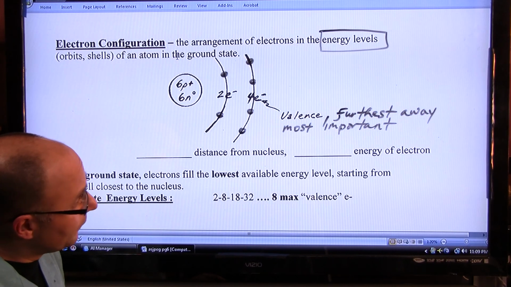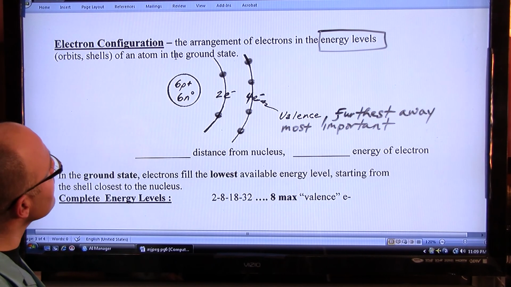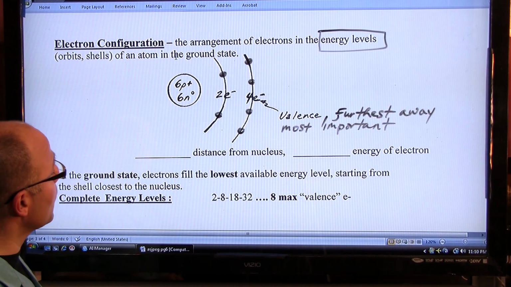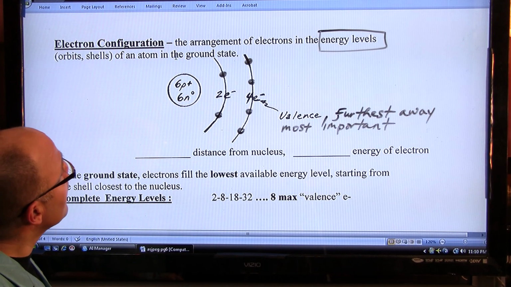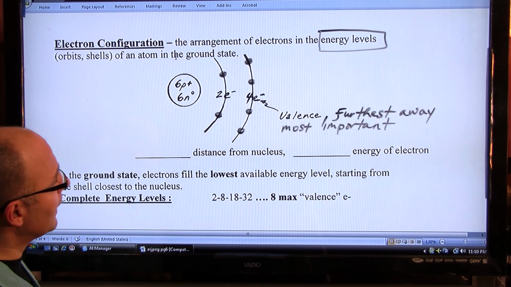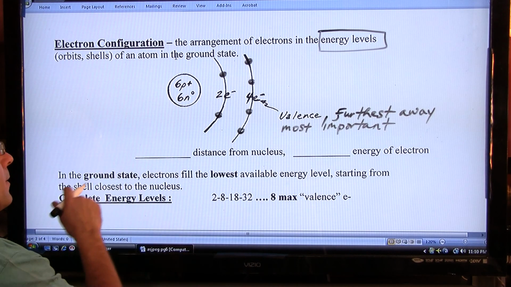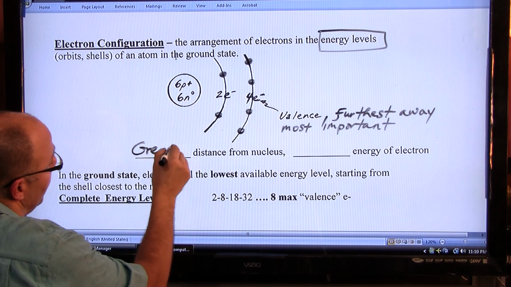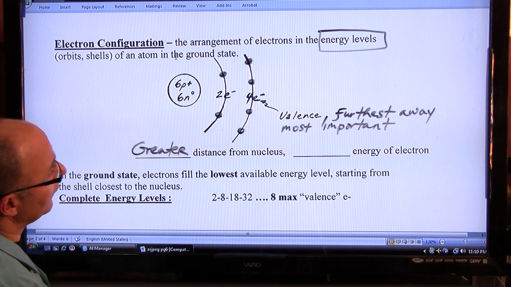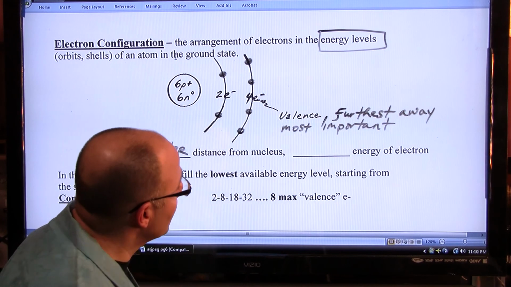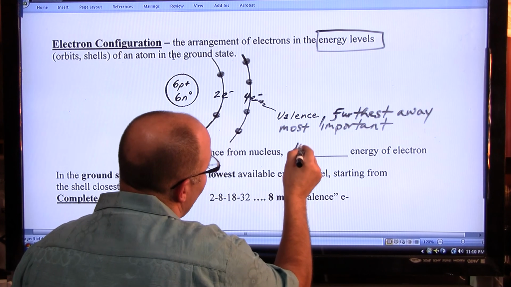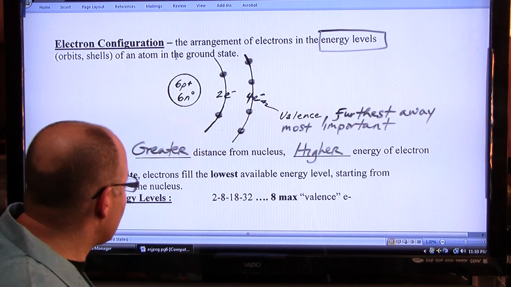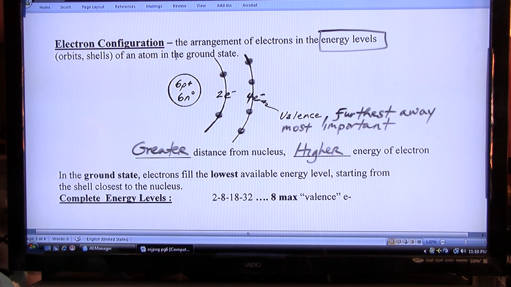And being that they are the furthest away, the valence electrons are going to be the most energetic, because the further away an electron is from the nucleus, the more potential it has. So as you increase the distance, or the greater the distance of an electron from the nucleus, the greater or the higher the energy of that electron. Now let's take a look here.